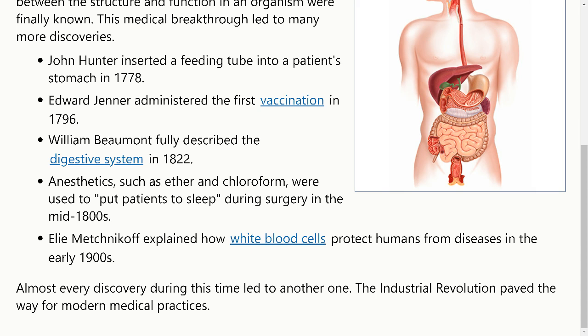You have Elie Metchnikoff explaining how white blood cells protect humans from diseases in the early 1900s. Your white blood cells are a part of your immune system. When it senses that you have an infection, your white blood cells will go up because they're trying to fight off that infection. People that have diseases that deal with the immune system, like HIV or AIDS, or people that get chemo, their immune system is compromised, so their white blood cells don't work the way they should. So that's why it's easy for them to get infections. That's why you got to be careful around those types of people.